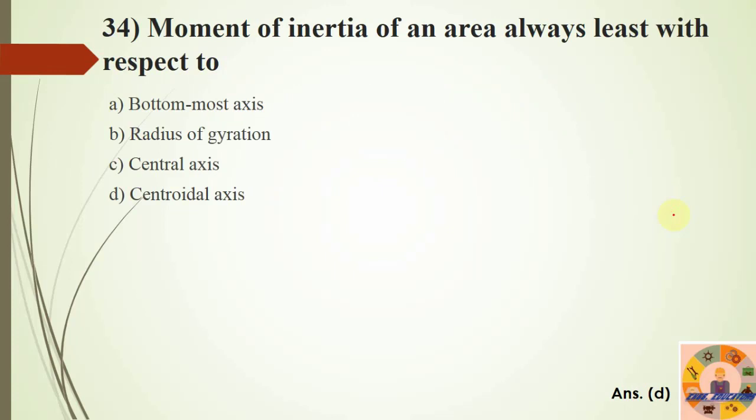Next question is the moment of inertia of an area always least with respect to option A bottommost axis, option B radius of gyration, option C central axis, and option D centroidal axis. So the right option of this question will be option D, centroidal axis.